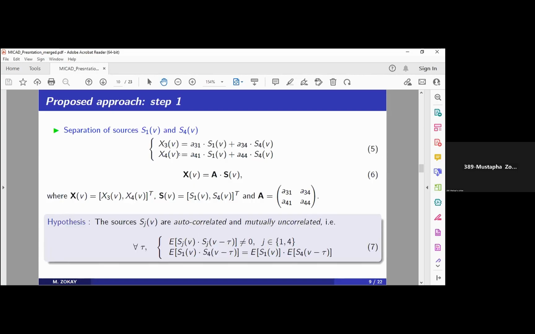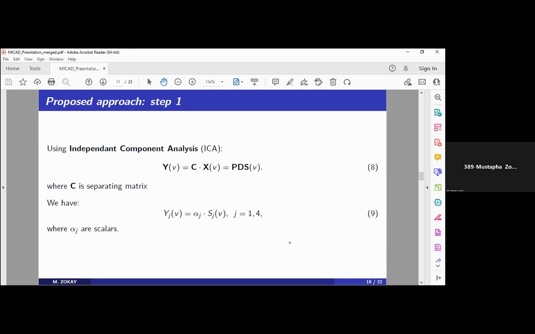Then we can write this equation in matrix form: X(ν) = A multiplied by S(ν), where X(ν) is the observation matrix, S(ν) is the source matrix, and A is the mixing matrix. We use the hypothesis of independence between melanin and hemoglobin, which is a realistic assumption, which means that the expectation of S1 multiplied by S4 equals the expectation of S1 multiplied by the expectation of S4. Then we use independent component analysis.